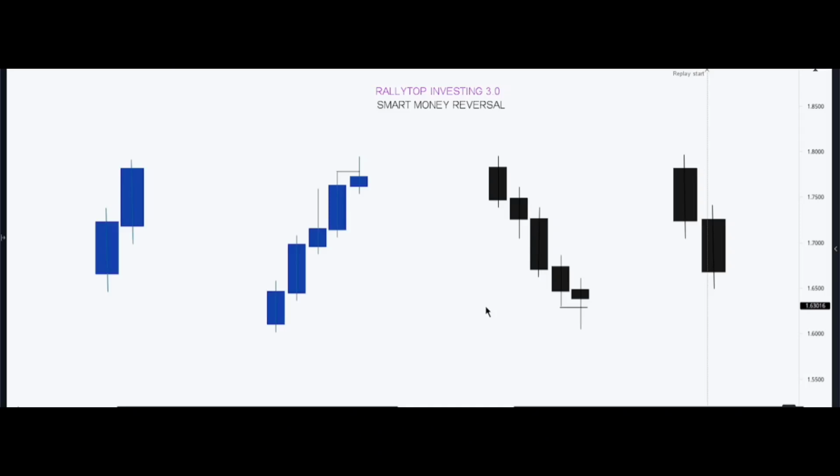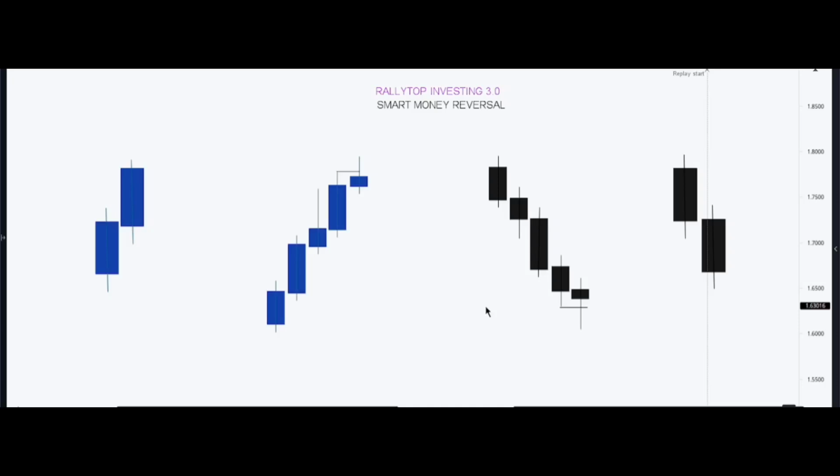In today's episode, we are going to be discussing smart money reversal trade setups. Now, do you know that you can spot high probability reversal setups using the daily time frame candlesticks? Do you also know that you can spot high probability continuation trades using the daily time frame candlesticks?